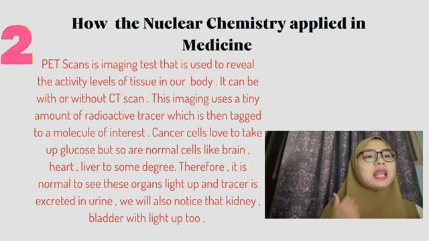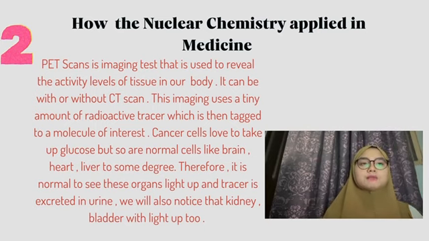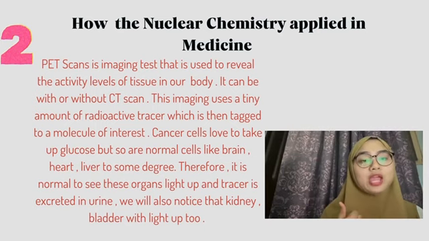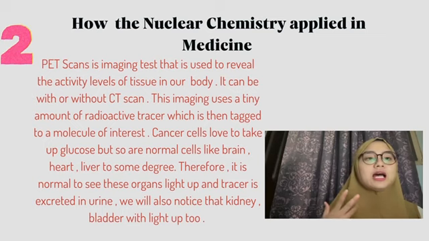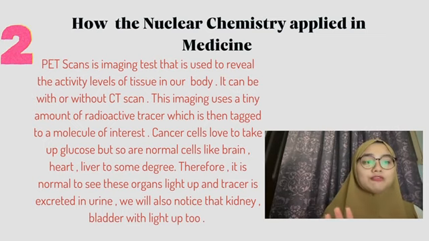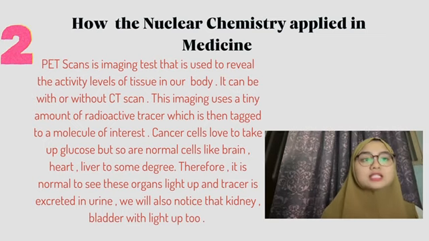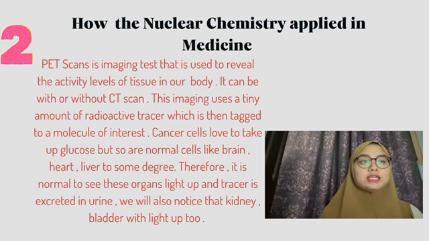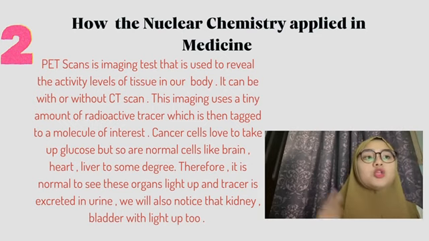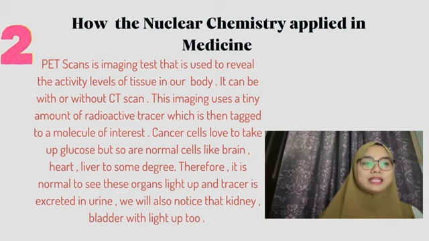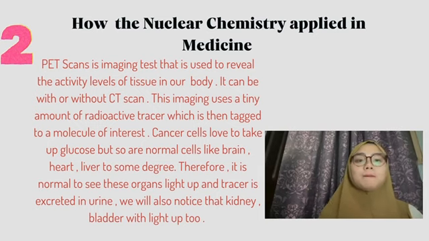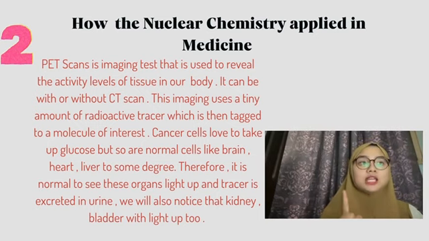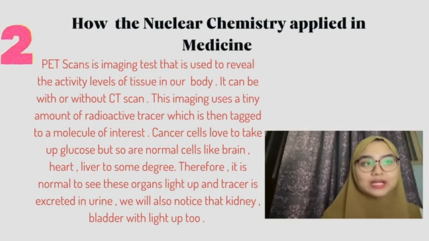Cancer cells love to take up glucose, but so do normal cells like the brain, heart, and liver to some degree. Therefore, it is normal to see these organs light up and the tracer is excreted in urine. You will also notice that the kidney and bladder will light up too. But do not be alarmed. It only indicates normal activity of healthy organs.